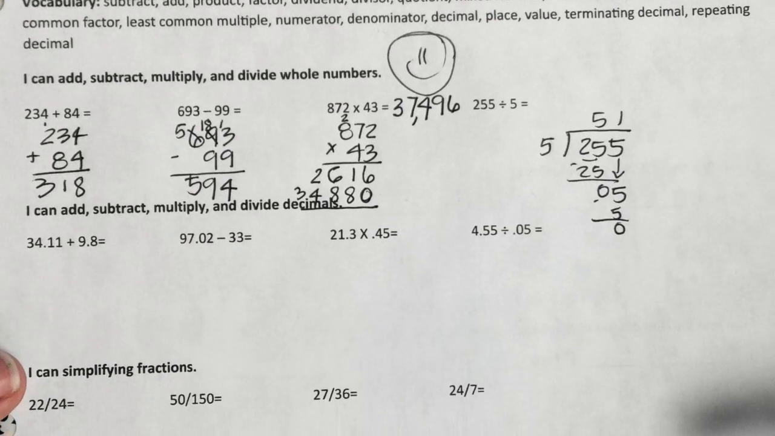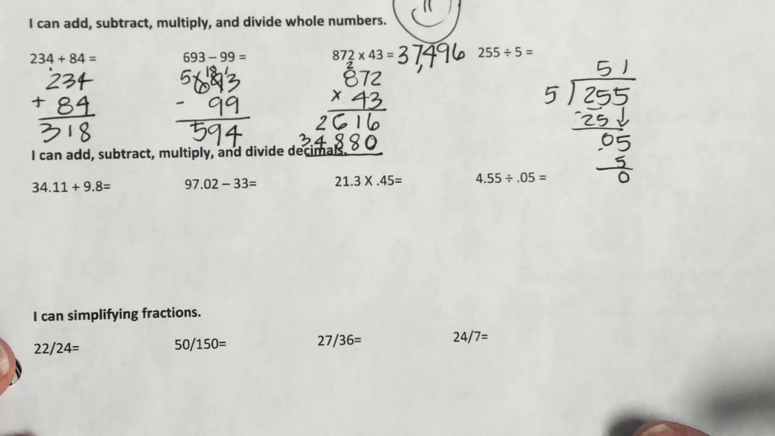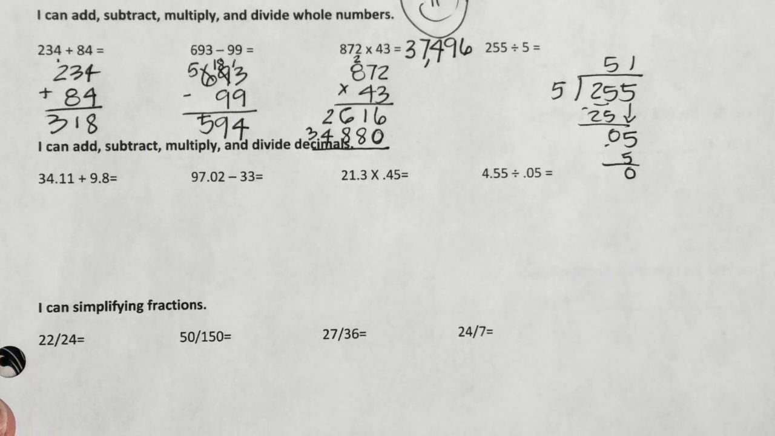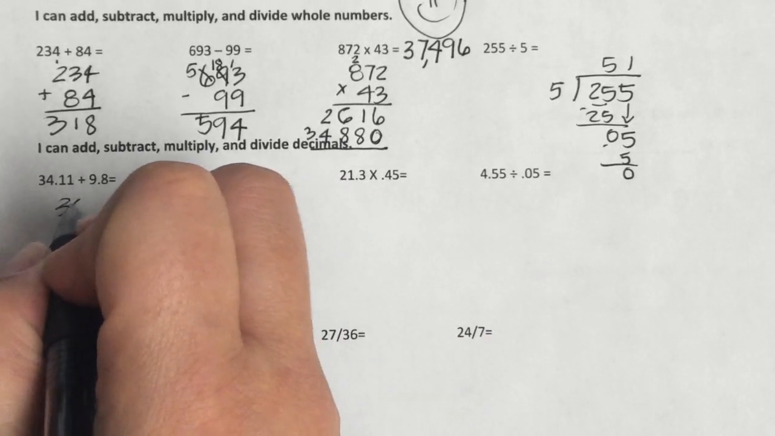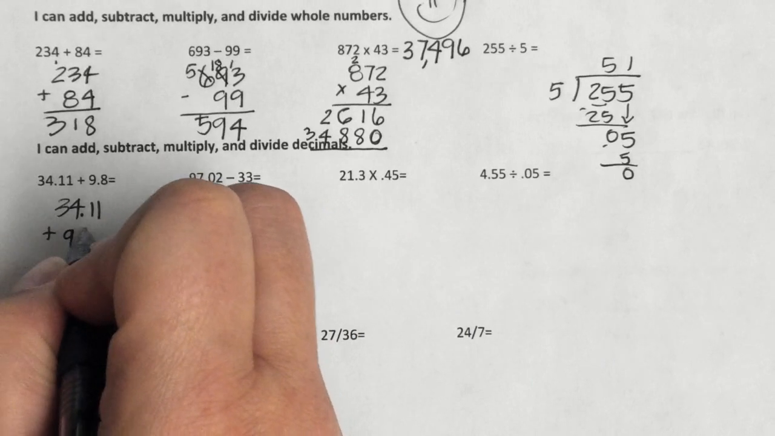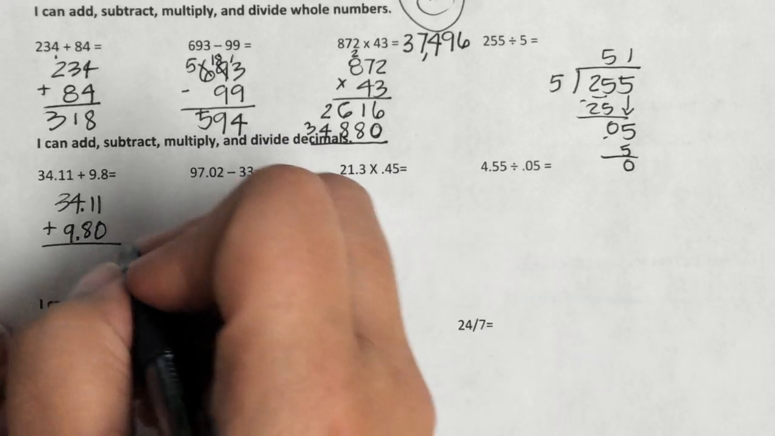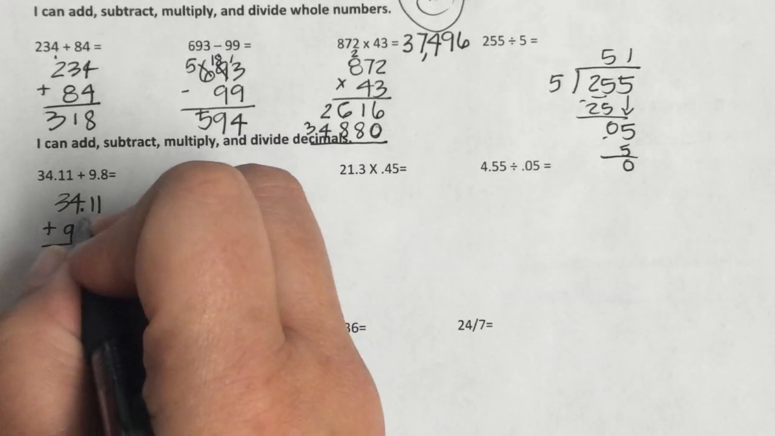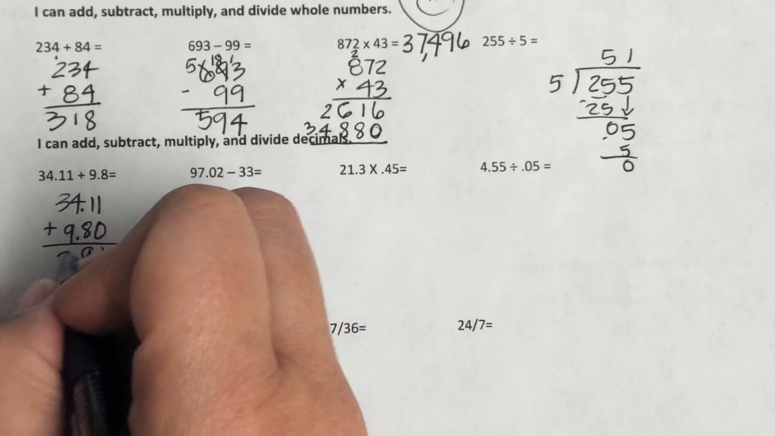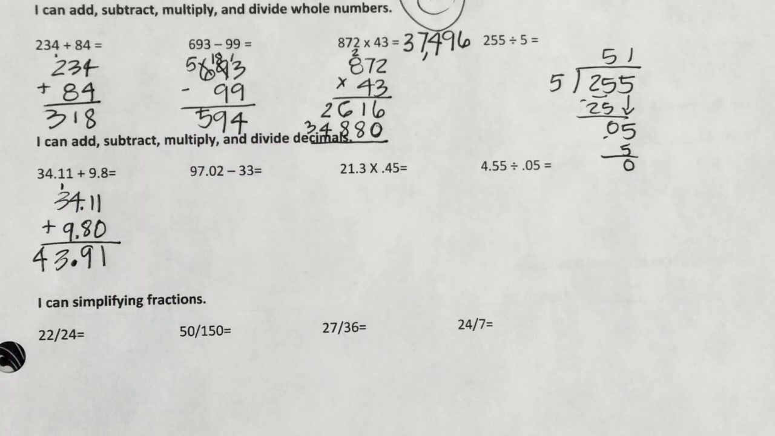Now, when we talk about add, subtract, multiply, divide decimals, what's my rule with adding and subtracting decimals? Always line up my decimals. So, 34 and 11 hundredths plus 9 and 8 tenths. What do I add behind that 8? Okay. Got to put my placeholder. So that would be 1, 9, bring my decimal straight down, 13, so 43 and 91 hundredths.